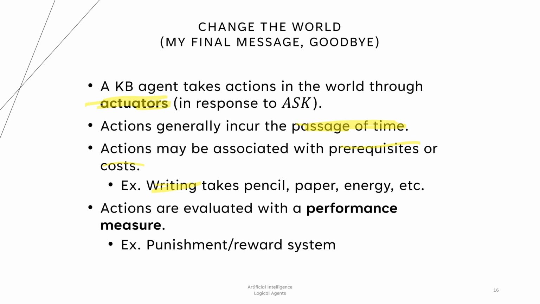While actions can have prerequisites or costs, we can also do an evaluation after we do them. We can have a performance measure, a punishment reward system you might have heard of. So for instance, in Wumpus World, you get a heavy reward, plus 1,000, if you get the gold. But if you die, you fall in a pit, or you get eaten by the Wumpus, it's a heavy punishment. So that's a minus 1,000 performance measure. So that's pretty heavy.